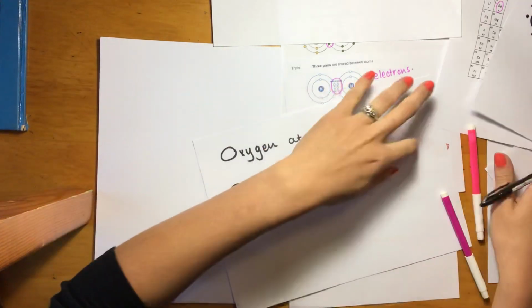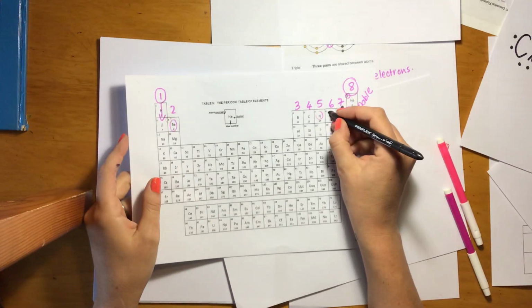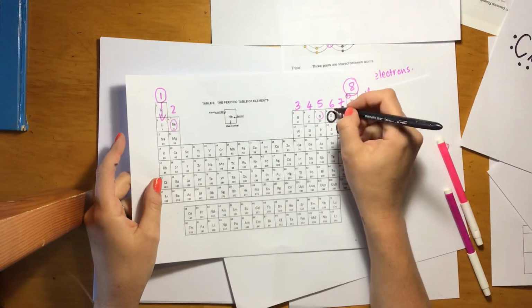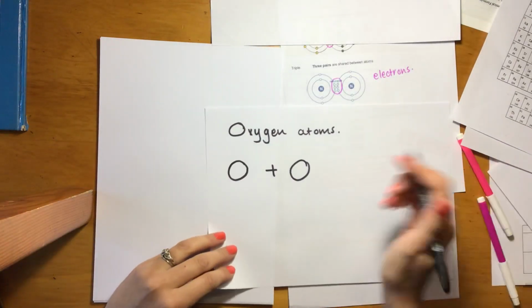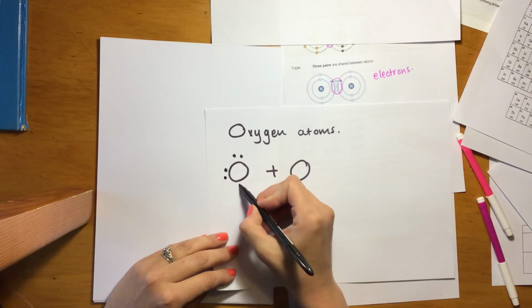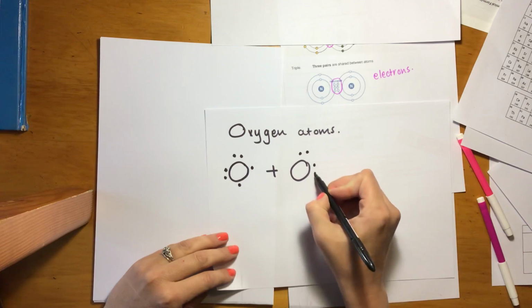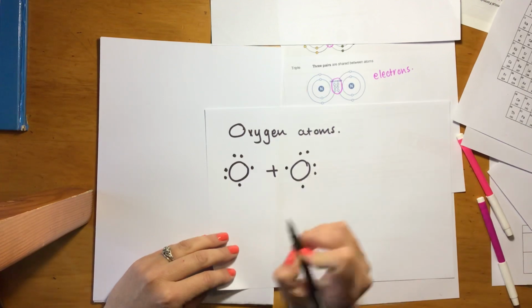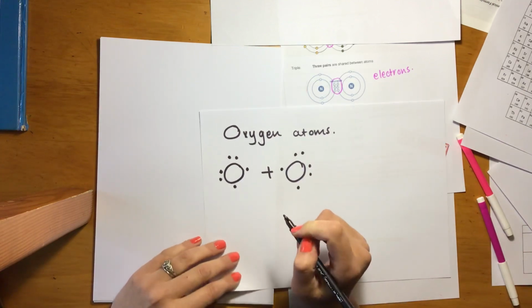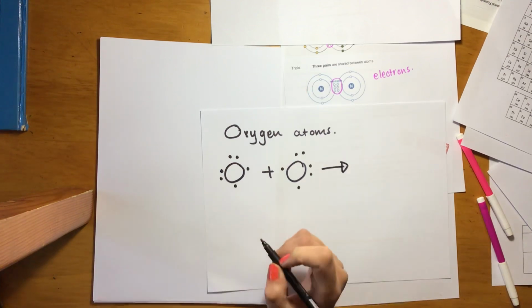Go to your periodic table. Here's oxygen. Each oxygen has 6 valence electrons. So we draw them: 1, 2, 3, 4, 5, 6 and 1, 2, 3, 4, 5, 6.